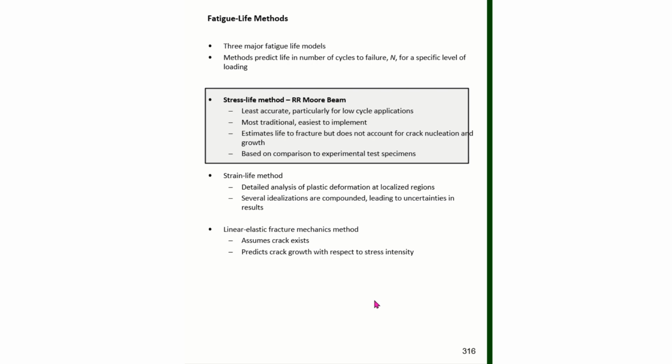little bit. The stress life method is the one that we are going to use in this class. It's the least accurate, but it gives very good results based on the complexity of the model. It's the most traditional and by far the easiest to implement. So even though the first item is least accurate, and particularly for low cycle applications, it is still accurate enough to get good evaluations of the fatigue life.